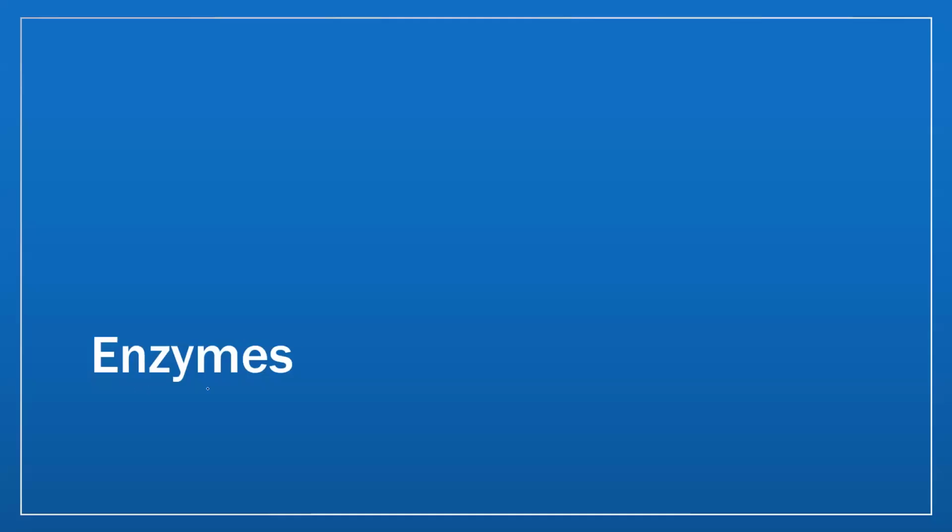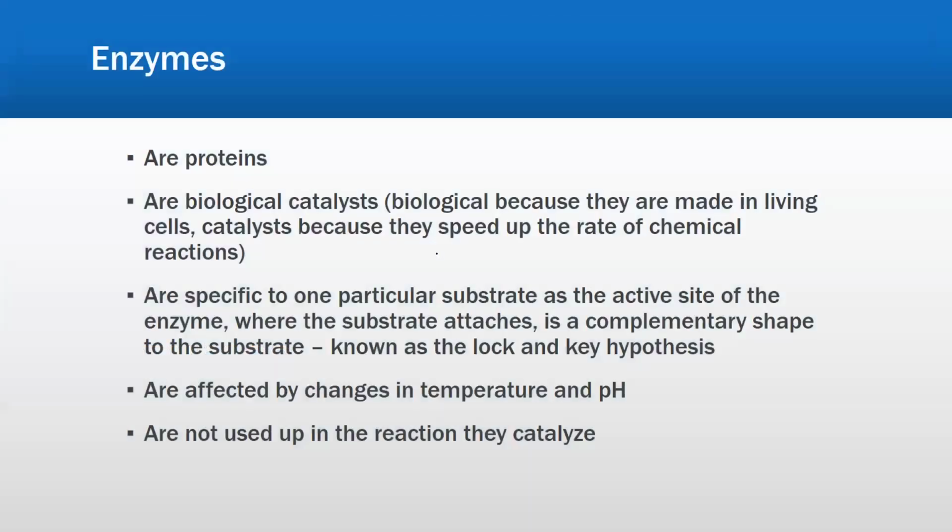Starting off with enzymes, which is the second part of the chapter biological molecules. Enzymes are proteins. They are biological catalysts. A catalyst is anything that speeds up the reaction, and biological because they are produced in the body. They are made in living things and they speed up the rate of chemical reactions.